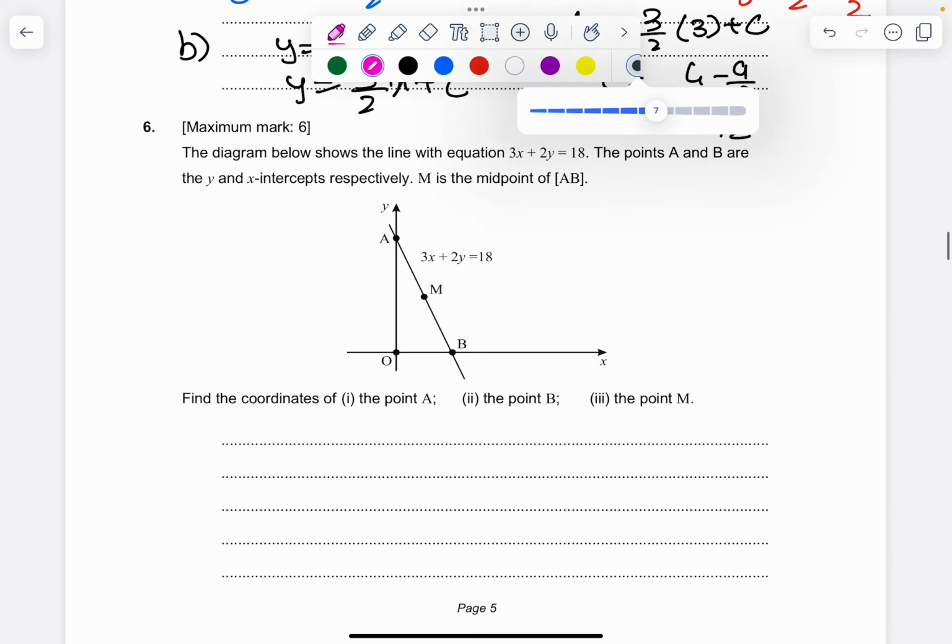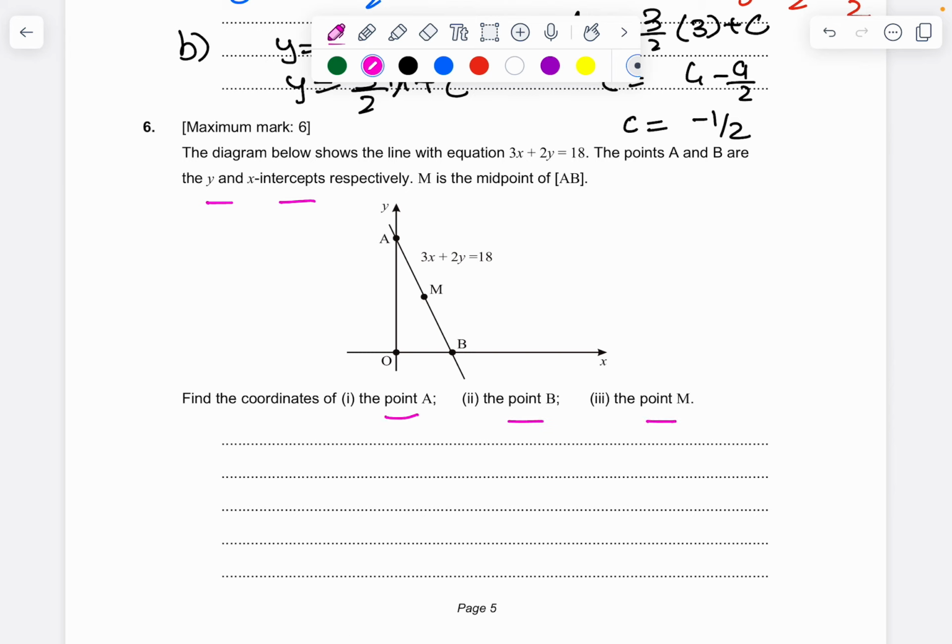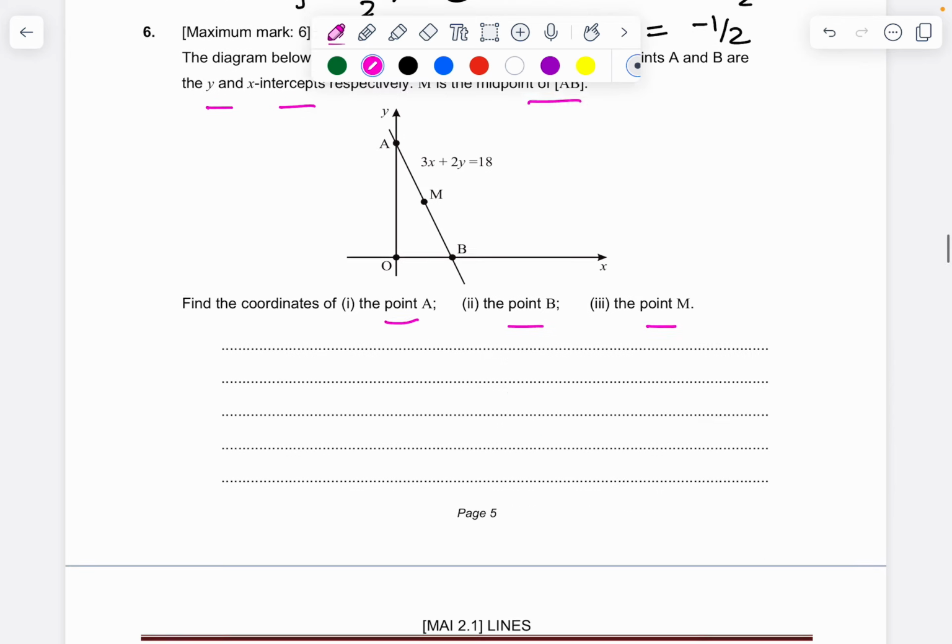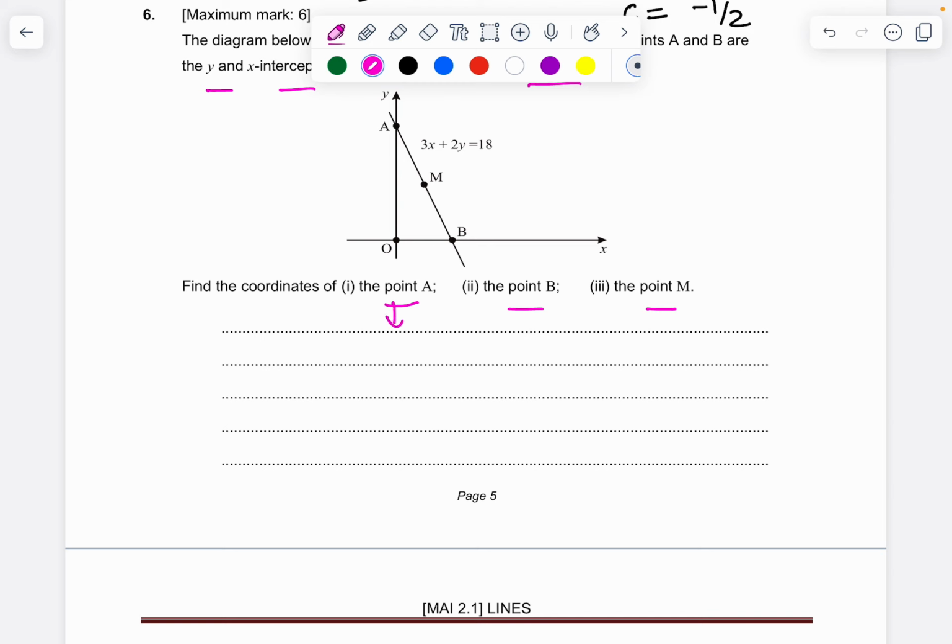Question number 6. The diagram shows the line 3x plus 2y equals 18. Points A and B are the y-intercept and x-intercept. Find the point A, point B, and midpoint M. M is the midpoint. Point A is on the y-axis. Y-axis means x equals 0. So substitute x equals 0: 3 times 0 plus 2y equals 18. 2y equals 18, y equals 9.